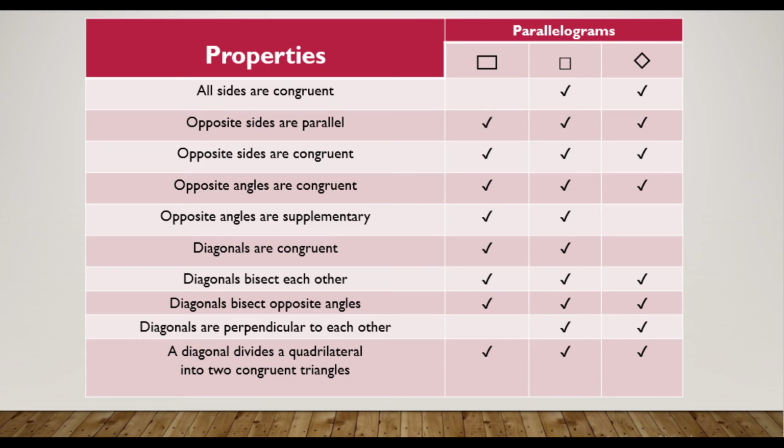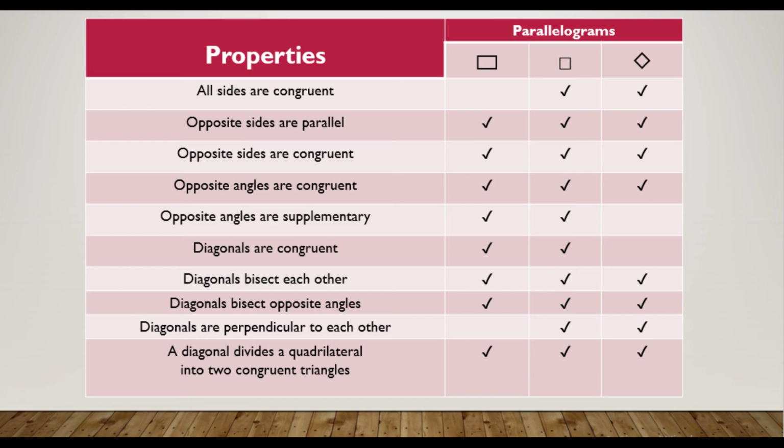Second property, opposite sides are parallel. All 3 types of parallelograms qualify for this property. Going back to the definition of parallelogram, a parallelogram is a quadrilateral whose opposite sides are parallel and equal. Therefore, the rectangle, square, and rhombus all qualify for this property.